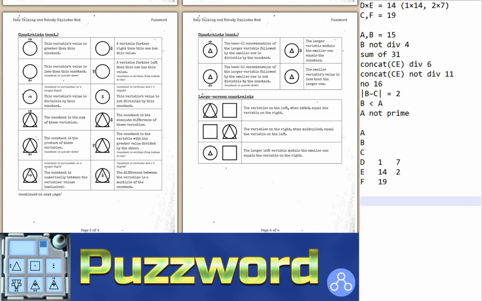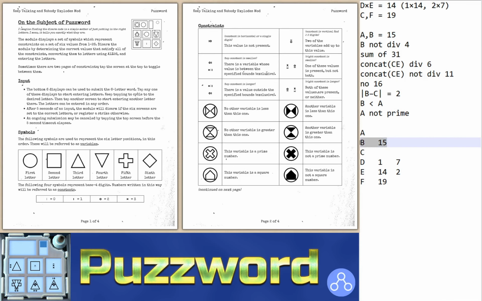So let's see what happens if we just assume that Bravo is the 15. If Bravo is equal to 15, then of course it is also not divisible by 4, so we can just get rid of that. And now we know that the difference between Bravo and Charlie is 2, which would mean that Charlie would have to be 13 or 17. Which now we can easily verify these. So we either have 13, 14, 13, 2, 17, 14, or 17, 2.